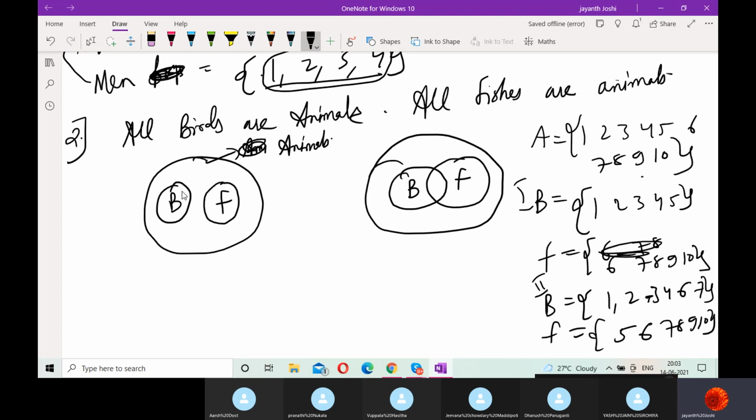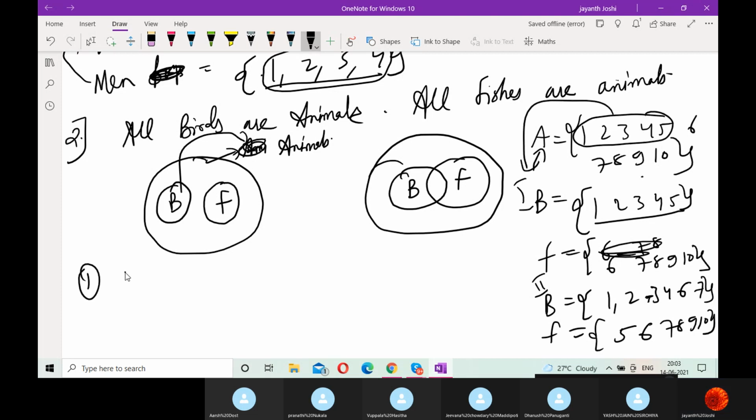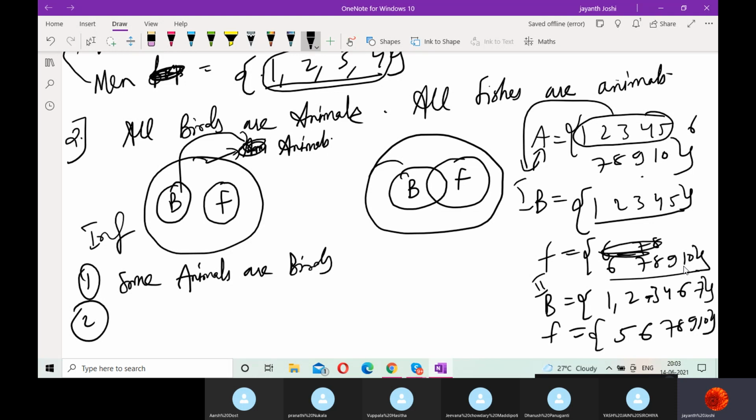See, if all birds are animals, so this 1, 2, 3, 4, 5 is there in this. So some animals are birds, correct? If all fishes are animals, so 6, 7, 8, 9, 10 is there in this. So some animals are fishes.